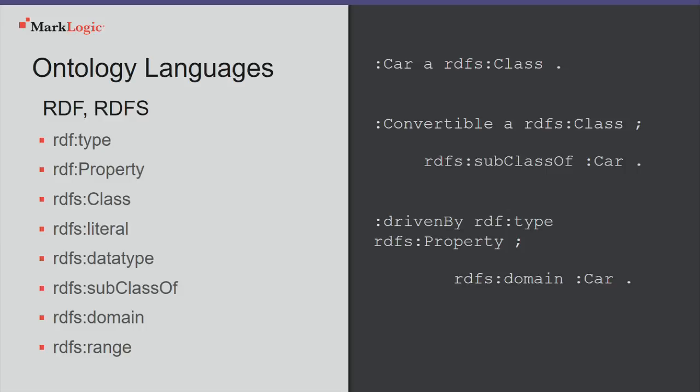We can define properties. Driven by lets us define who drives this particular car, and it's under the domain of car. So if we're using driven by for a particular instance, we know that it's under the domain of car. So we can learn things about the meaning and define things about the meaning.